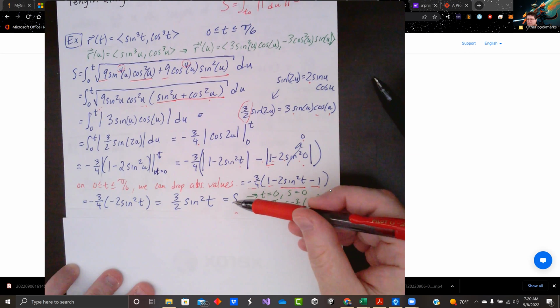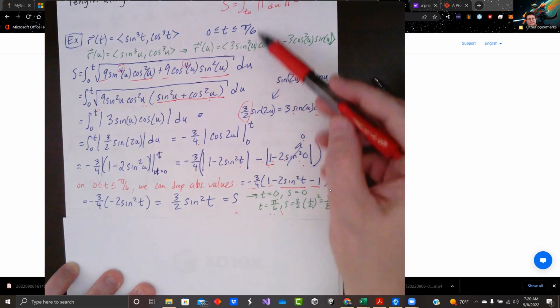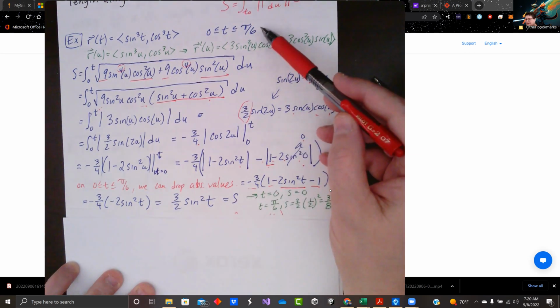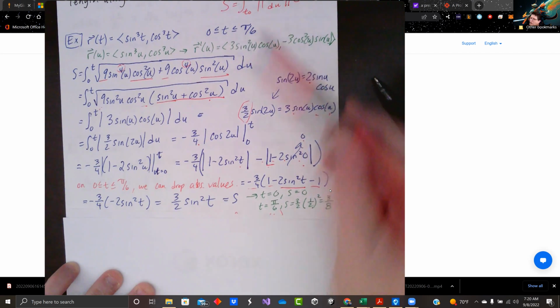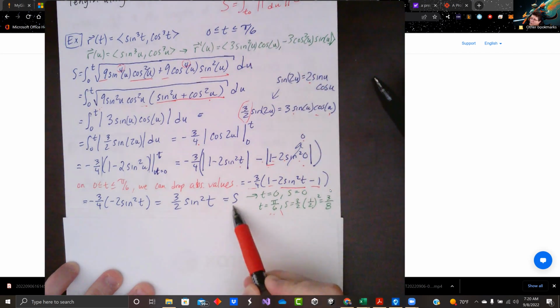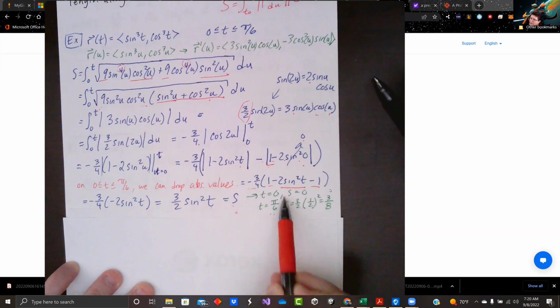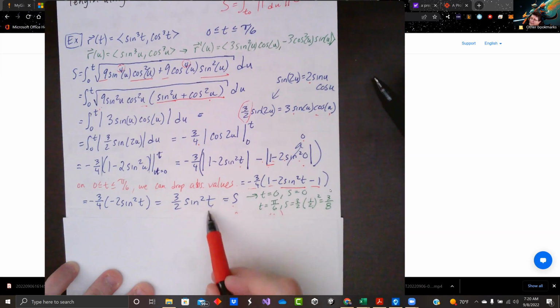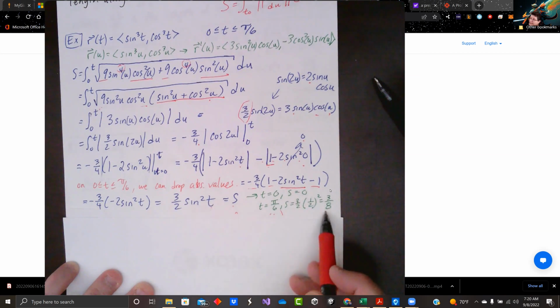Let's look at what happened with our limits, our time frame. We went from 0 to pi over 6. What happens with s? We plug in 0, s is still 0. If we plug in pi over 6, this is sine of 30 degrees, which is 1/2. 1/2 squared is 1/4, times 3/2 is 3/8. So s is going from 0 to 3/8.